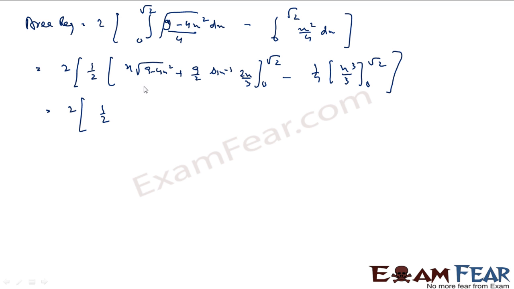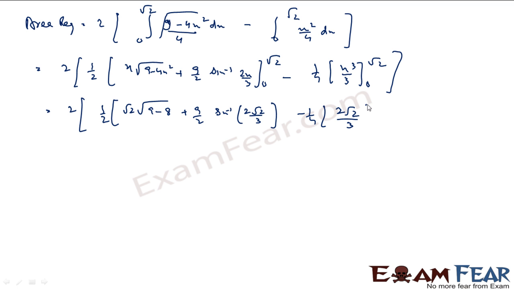Now let's put the value here. X becomes root 2, so this becomes root 2 into 9 minus 4 into x square, which is 4 into 8, plus 9 by 2 sine inverse of 2 into root 2 by 3, minus 1 by 4, x cube becomes root 2 cube, that is 2 root 2 by 3, correct?